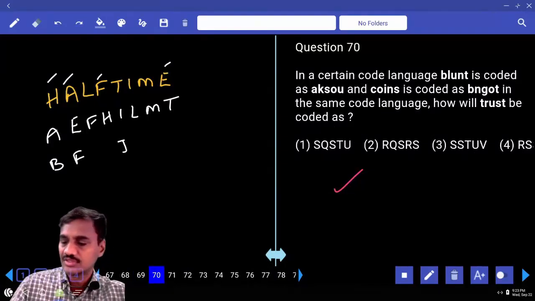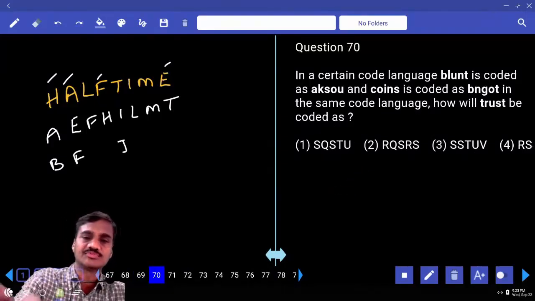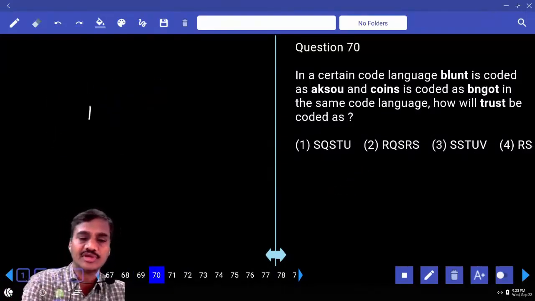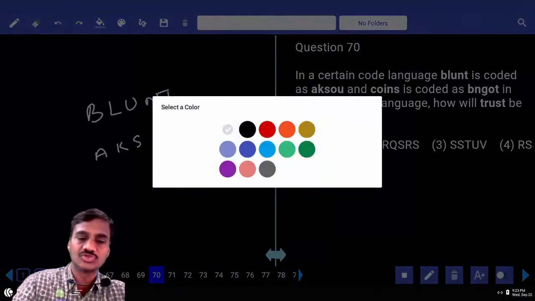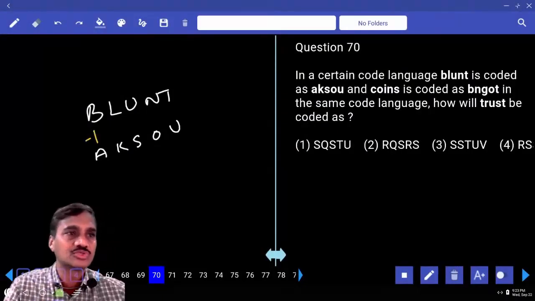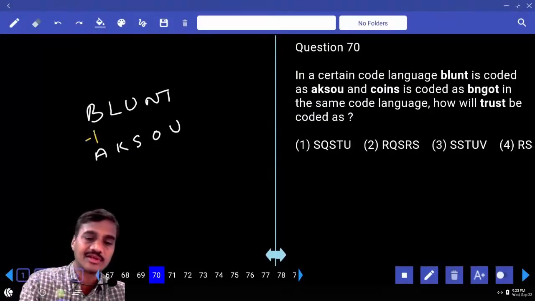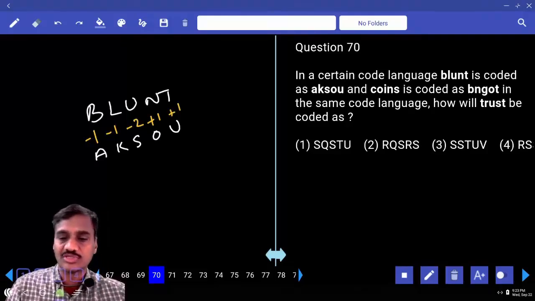Then 70th. Now this question number 70 is based on coding and decoding. Now what is the word given here? Blunt. Now in this word blunt, the code is AKSOU. Then compare these two. B and A, how can you compare these two? What is the difference we have? B minus 1 is the previous letter. L and K minus 1. U and S minus 2. N and O plus 1. Here again plus 1. Minus 1, minus 1, minus 2, plus 1, plus 1.